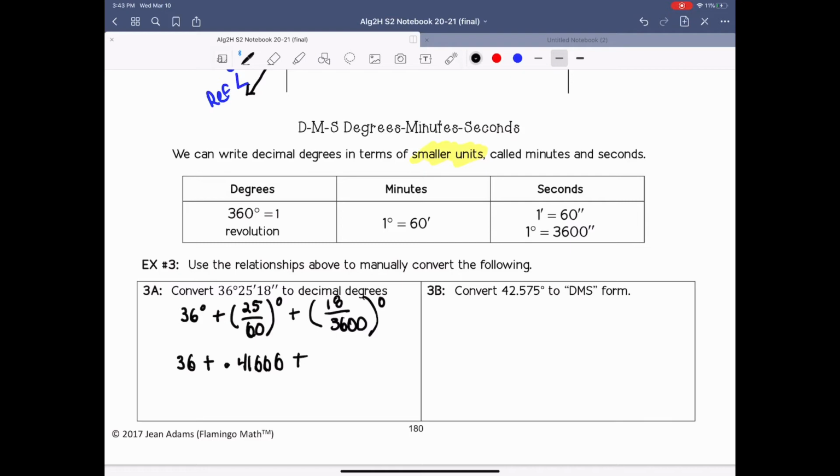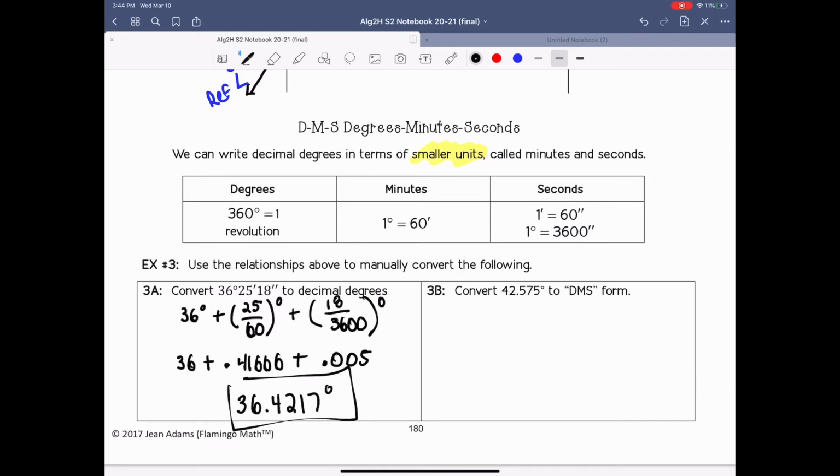If I convert 18 over 3600 to a decimal, that's going to give me approximately 0.005. If I take all three of those and add them together, I'm going to get 36.4217 degrees. And that is my conversion from degrees, minutes, seconds into decimal degrees. Now, what if I wanted to do the exact opposite?